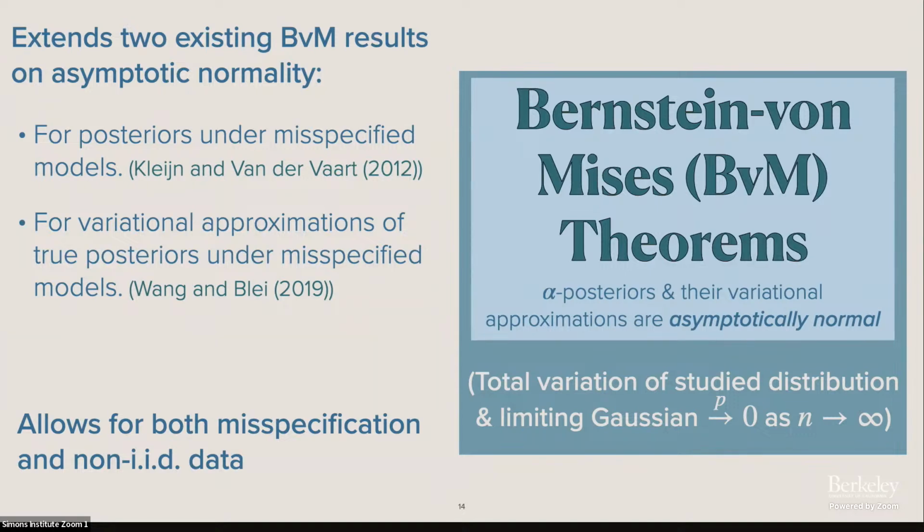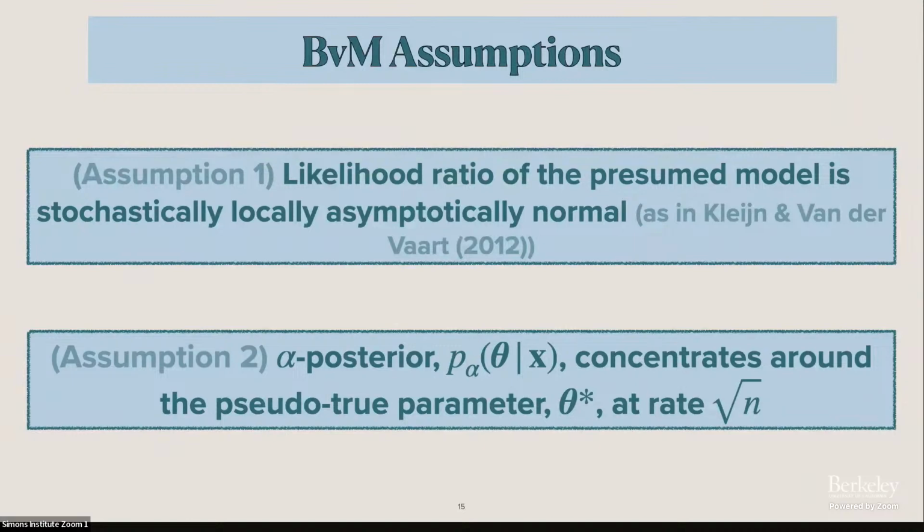Okay, and so what we were able to show is that in both these cases, for alpha posteriors and for the variational approximations to the alpha posteriors, we still get the asymptotic normality. First, I'll quickly state some assumptions. The first thing we want to study is the asymptotics of the alpha posterior itself. It turns out that we just need the same assumptions as Kleijn and van der Vaart to get the asymptotic normality. In particular, this requires an assumption about the local asymptotic normality of the model, and also an assumption about the rate of concentration of my alpha posterior.